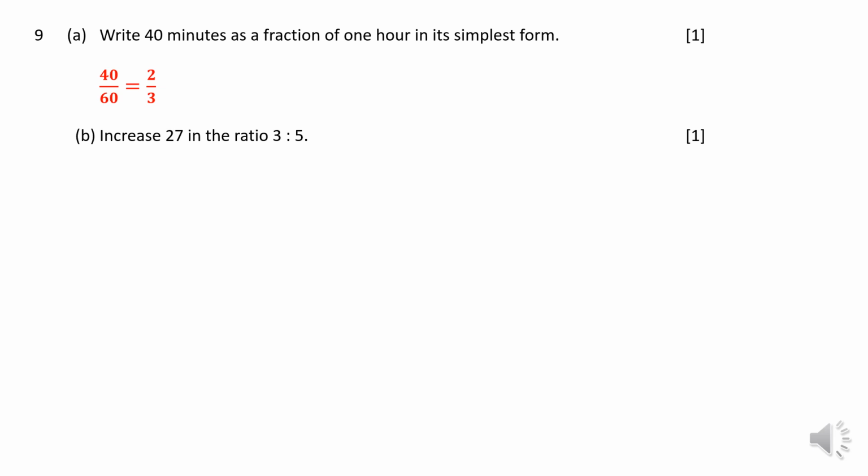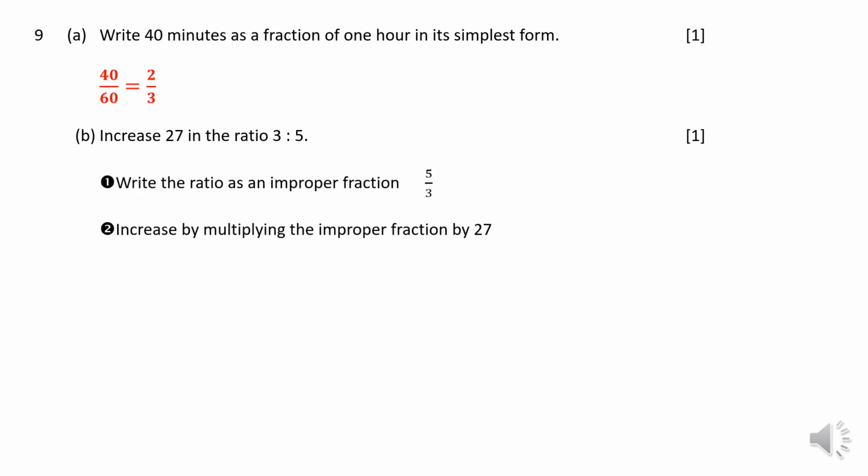For this question, you just have to take the ratio and then you write it as an improper fraction, because whatever you are multiplying with an improper fraction, the answer becomes bigger. Suppose the question had asked you to decrease, then you would have been writing 3 over 5 multiplied by that, 27.